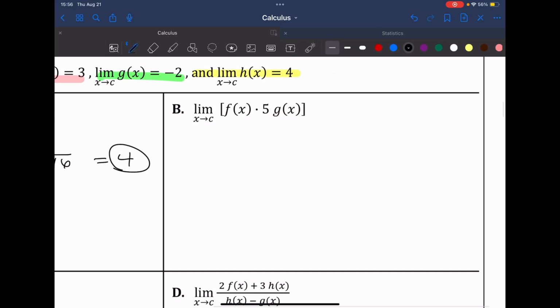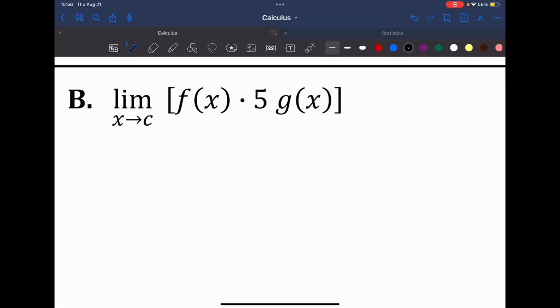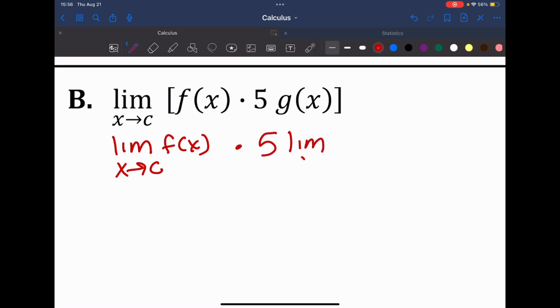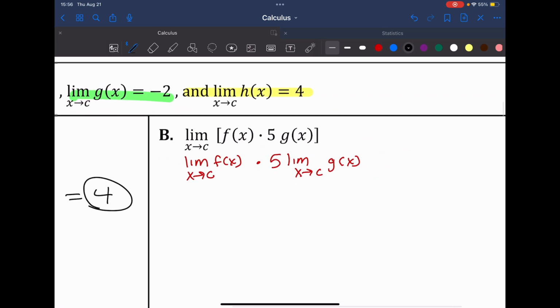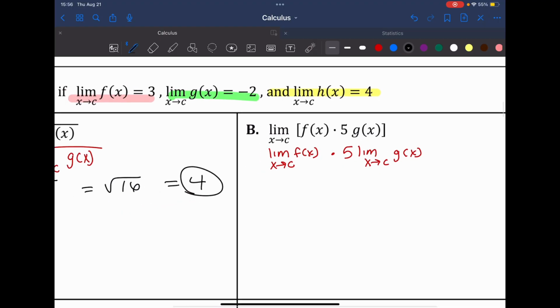For part B, I have the product rule and the coefficient rule. So this would be the limit of f of x as x approaches c times 5 times the limit as x approaches c of g of x. Okay, again, I know that f of x is 3, so this is 3 times 5, and the limit of g of x is -2. So 3 times 5 times -2 gives me -30.